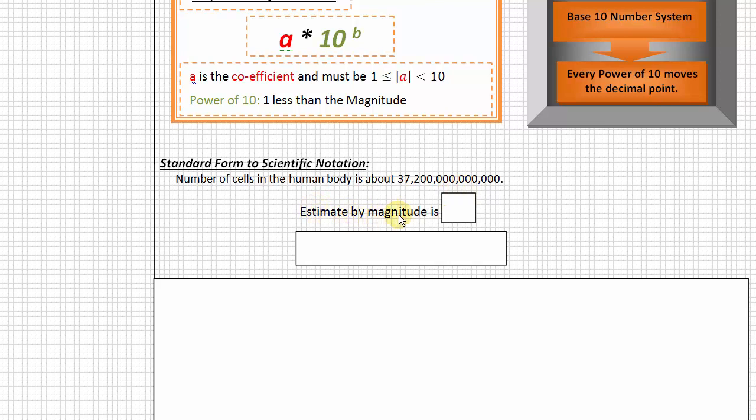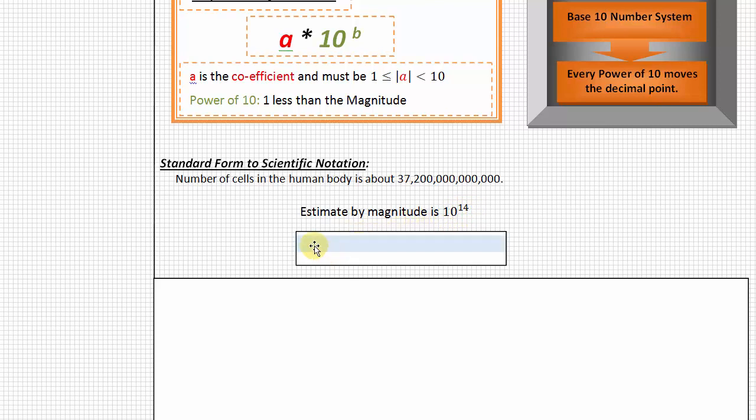If we first estimate it by magnitude, it's going to make it a little bit easier. So what would you estimate 37,200,000,000,000 to be as its power of 10 magnitude? If you came up with 10 to the 14th, I would agree with you, because magnitude is really based on the number of place values. So we have 3, 6, 9, 12, 13, 14 place values, so the magnitude of the number of cells in the human body would be 10 to the 14th power.